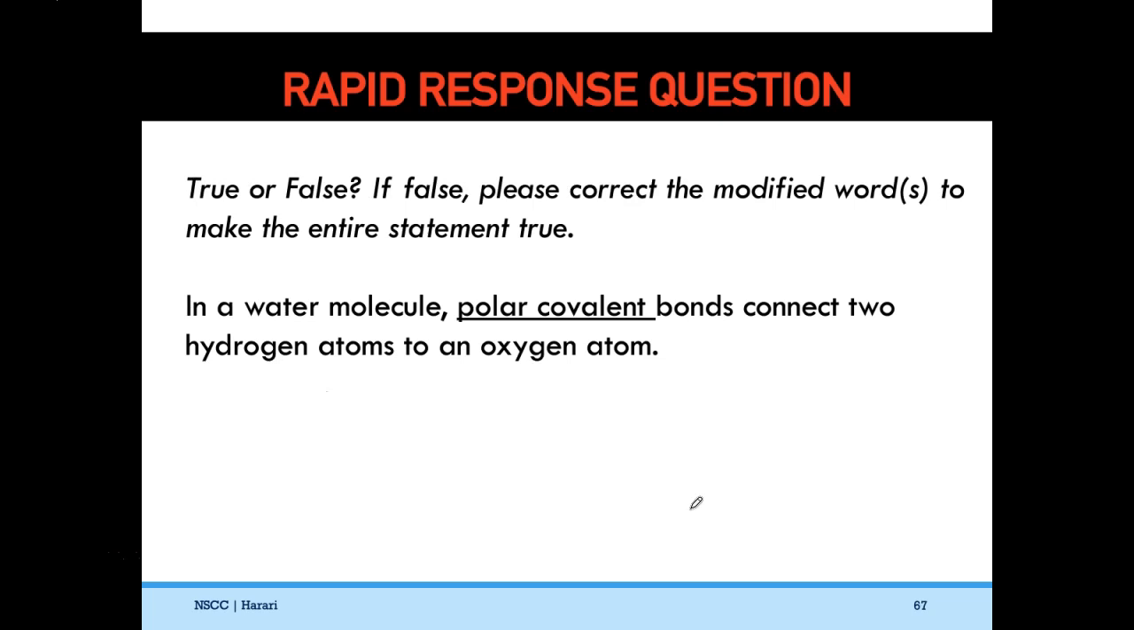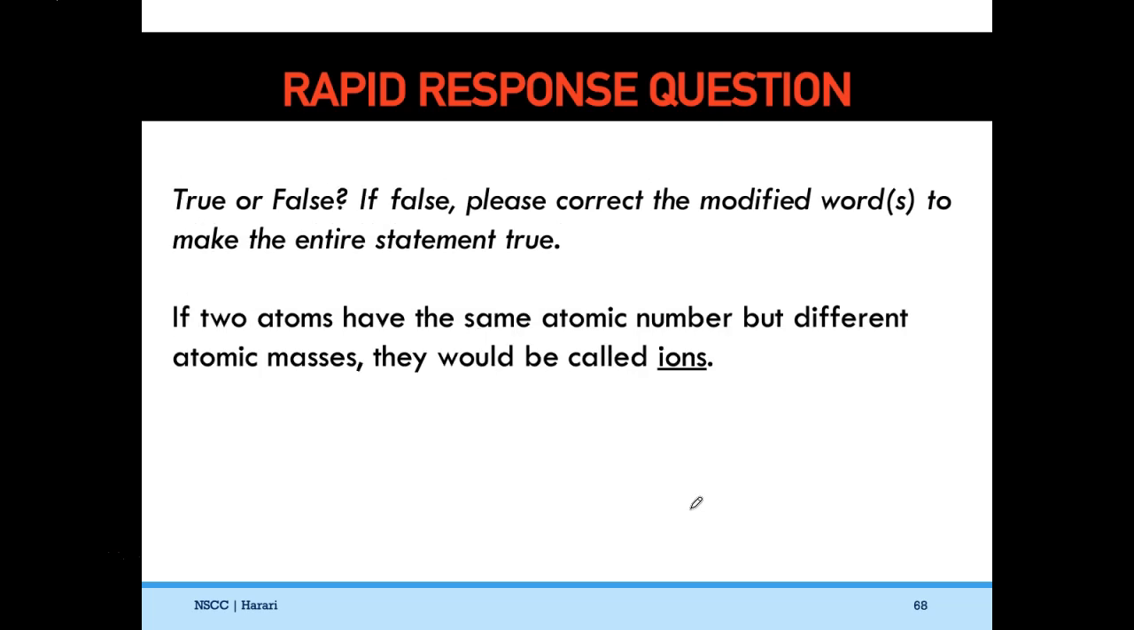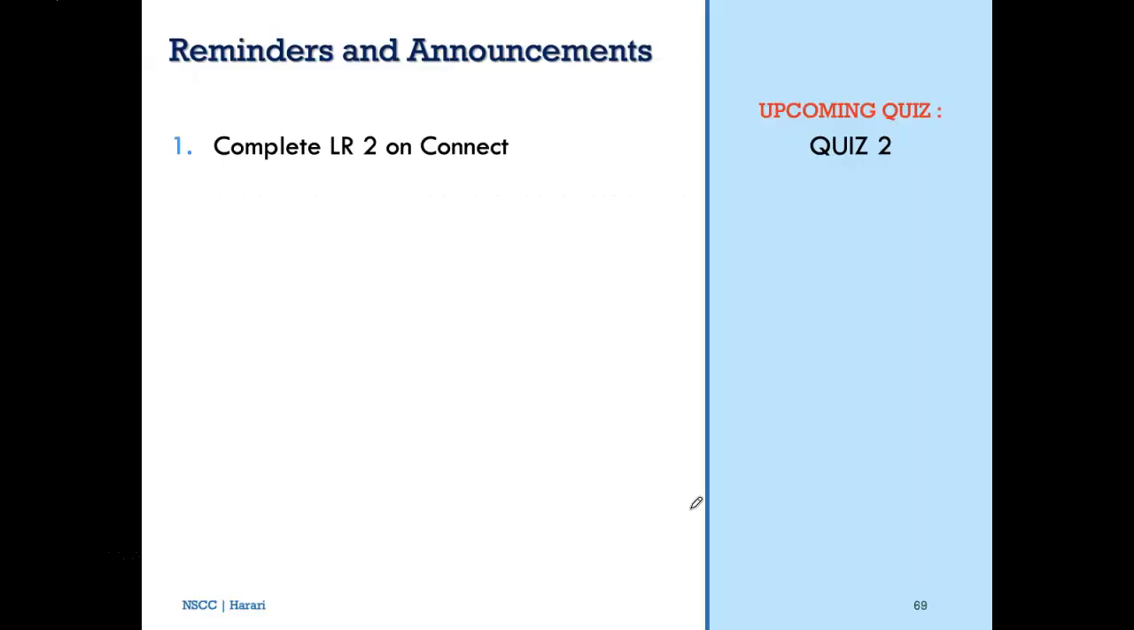True or false? And try to switch the underlined word to make it true. So in the underlined statement, in a water molecule, polar covalent bonds connect 2 hydrogen atoms to an oxygen atom. The underlined word, is that true or false? That is true. So do the same one here and pause here, please. So the answer is false. It's isotopes. They're not ions, they're isotopes.